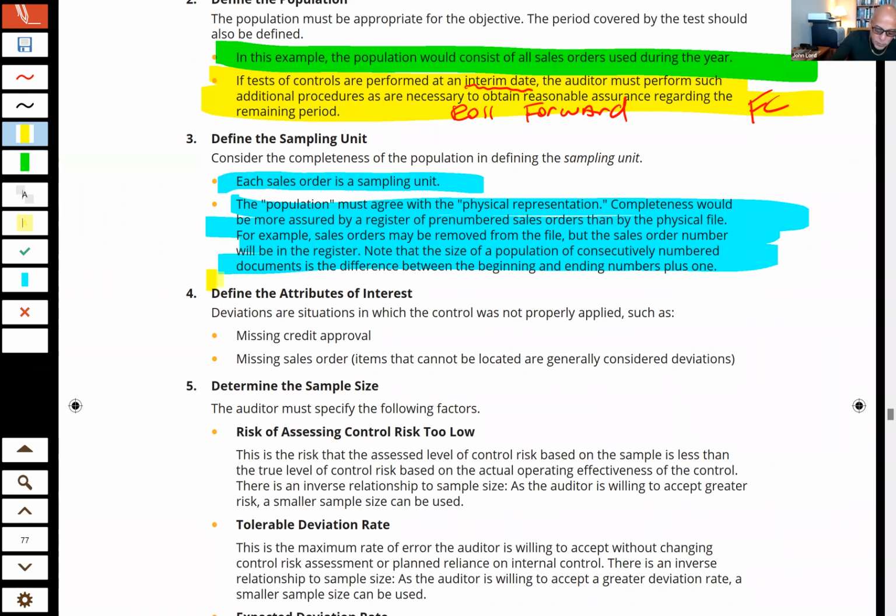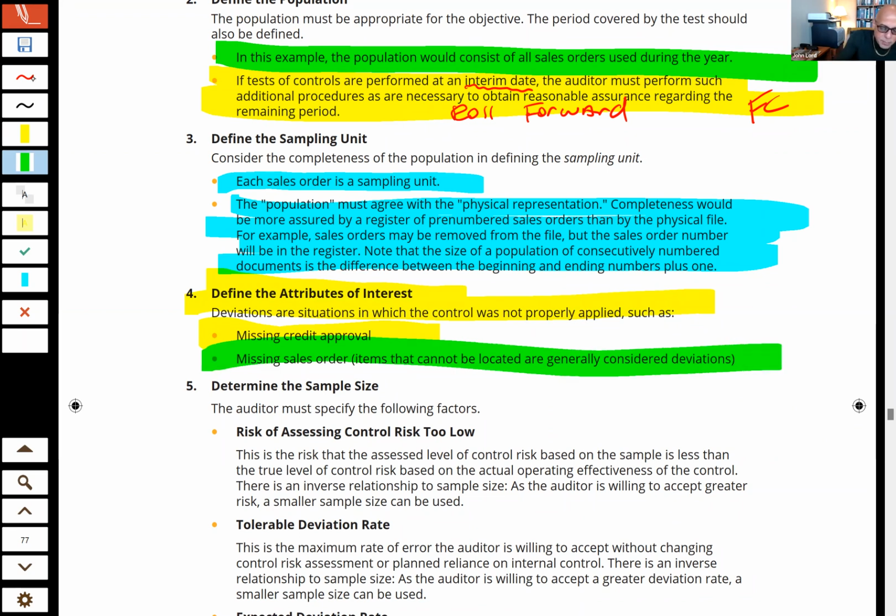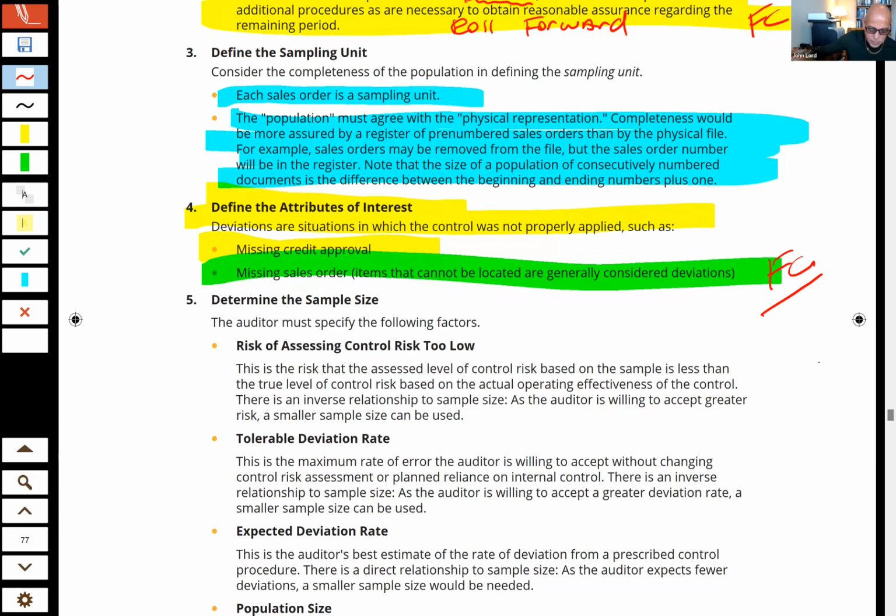Okay. Now we are looking for what? Missing a credit approval. Now, if there is a sales order that comes up in our population, we want to examine that for credit approval. And when we ask for it, if they don't have it, that is considered a deviation from the control. They can't tell you, oh, no, I'm pretty sure that one had the credit approval. No, that is considered a deviation. Okay, good.